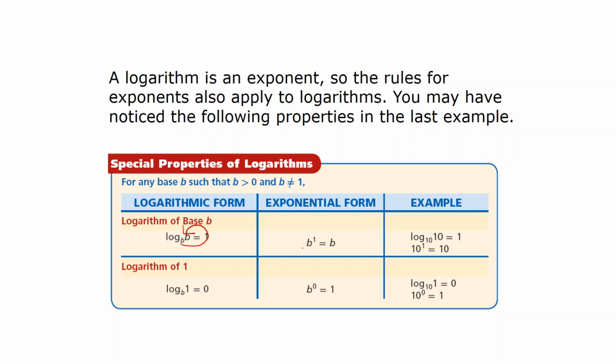The logarithm of 1: b to the 0 power equals 1. So b to the 0 power equals 1, and anything to the 0 power is going to equal 1. So just a little note of things that you probably already know, but just should have in your file.